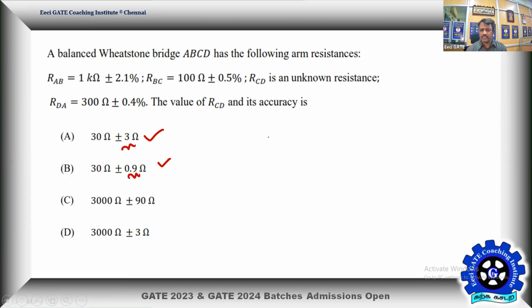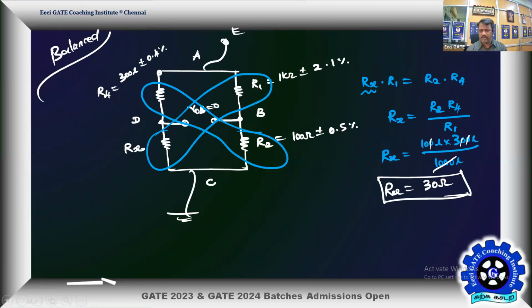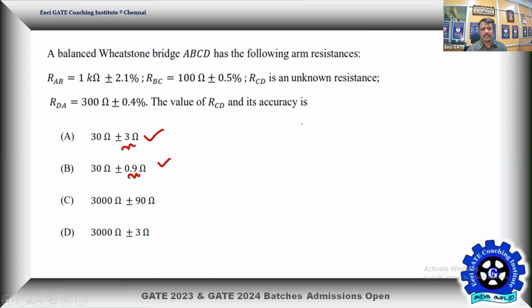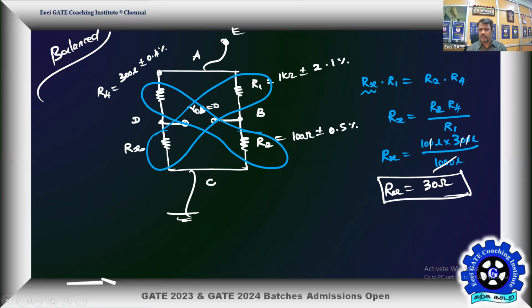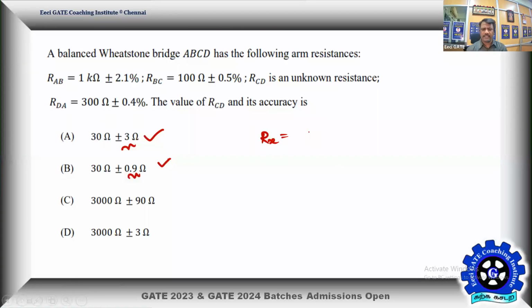So what is the resultant? We have deduced Rx is equal to this. Rx is equal to R2 R4 by R1. Now I have something similar to this: y is equal to AB by C.